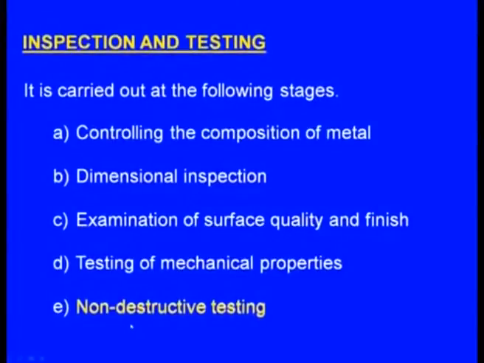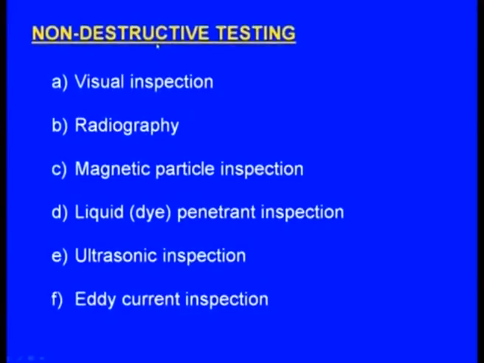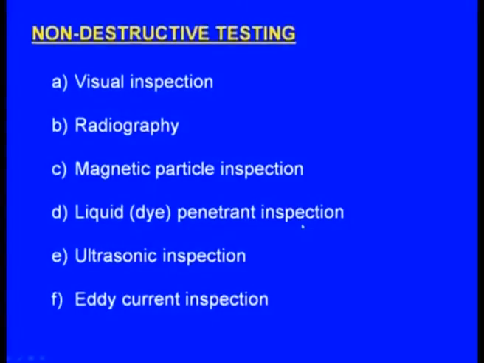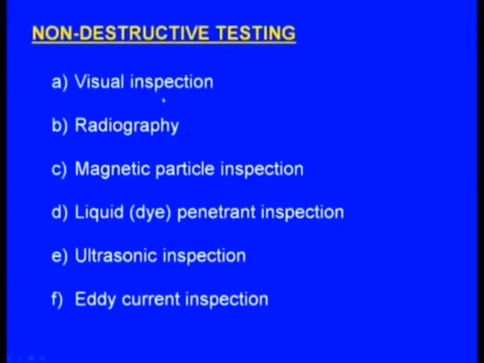Finally, we come to the non-destructive testing. It is very important. Non-destructive testing is carried out in different ways. One is the visual inspection, second one is the radiography, third one is the magnetic particle inspection, fourth one is the liquid penetrant inspection. This is also known as dye penetrant inspection. Next one is the ultrasonic inspection. Finally, we have the eddy current inspection. So, first we will see the visual inspection.